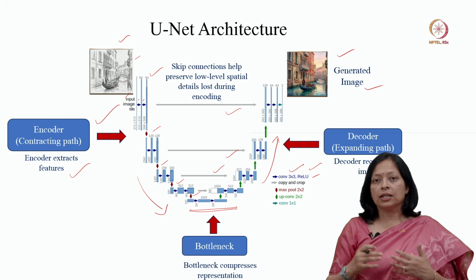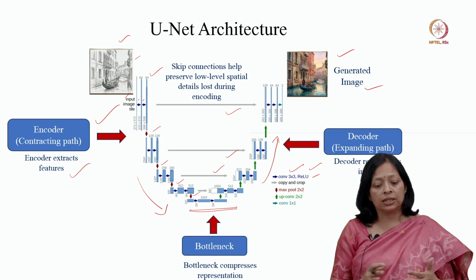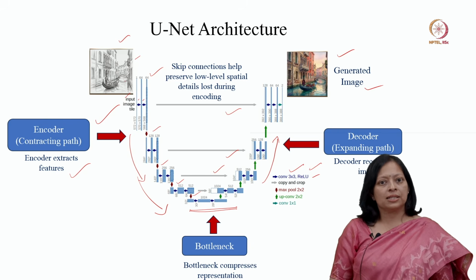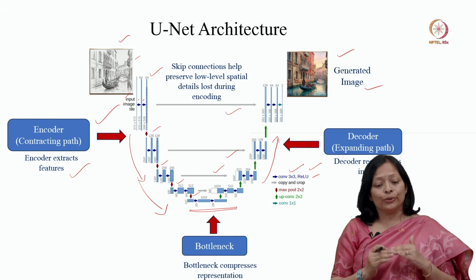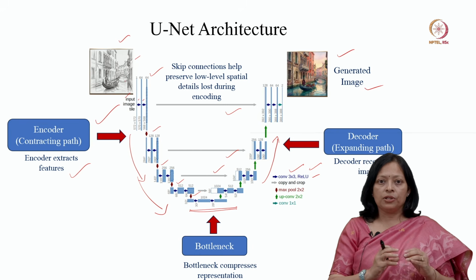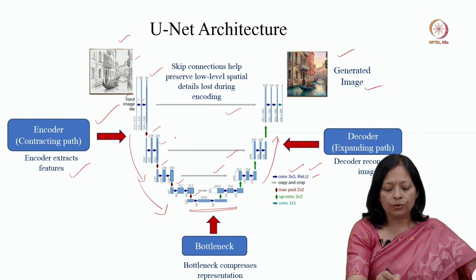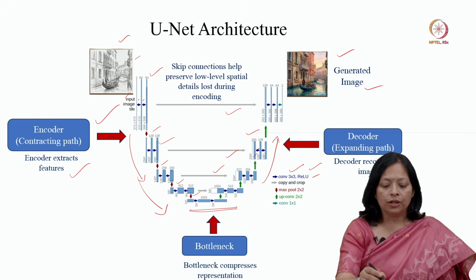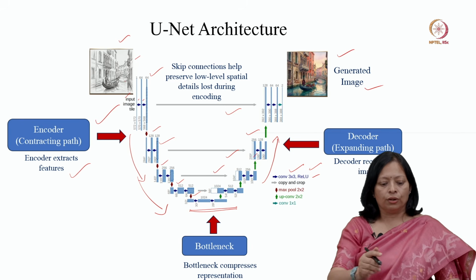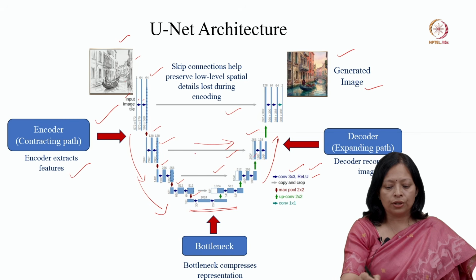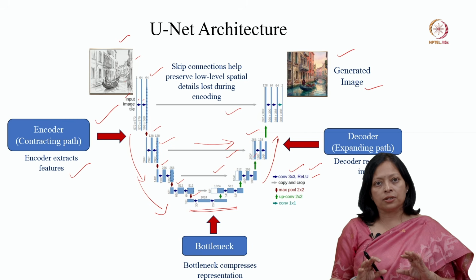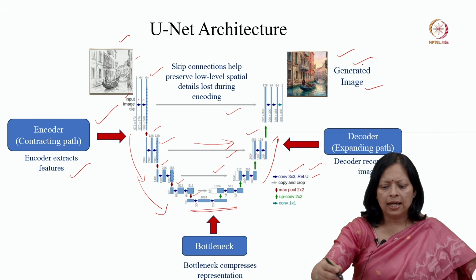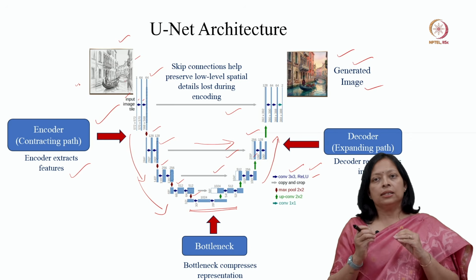Skip connections help to preserve the low level spatial details lost during the encoding. As we know, during the encoding there is a decrease in the spatial dimension, so a lot of finer details start getting lost. Because of the skip connection between the encoder and the decoder, that lost information is retrieved back and placed here using copy and crop, going from the encoder to the decoder. This skip connection is very important for Pix2Pix, because otherwise the generated output image, in this case the photo from this sketch, would lose the finer details.